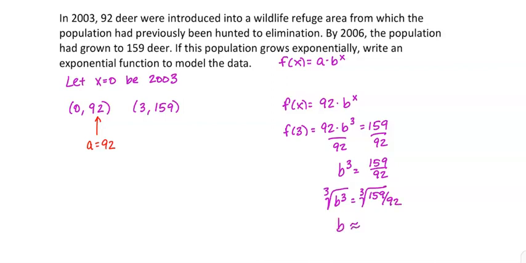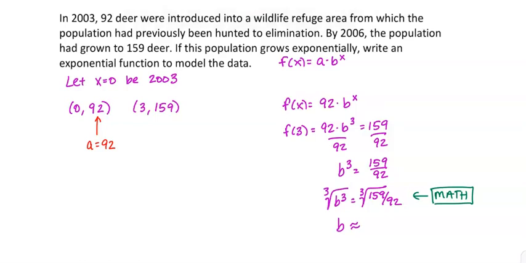So in our calculator, we want to take the cube root of 159 over 92. In your calculator, if you have a TI-83 or an 84, the way that you can find your cube root button on your calculator is to head to the button in the top left that says Math. Look for your Math button, and in that menu you'll see your cube root. So our calculator is going to give us a decimal approximation.